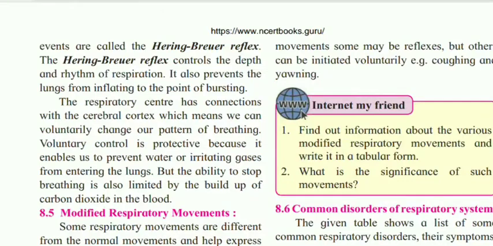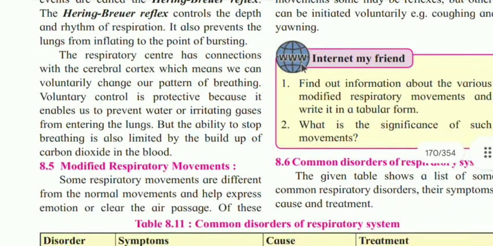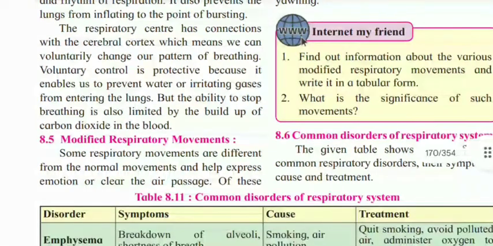The respiratory center has connections with the cerebral cortex, which means we can voluntarily change our pattern of breathing. Voluntary control is protective because it enables us to prevent water or irritating gases from entering the lungs, but the ability to stop breathing is also limited by the buildup of carbon dioxide in the blood. Modified respiratory movements. This part I think is deleted, so we'll not read this part.